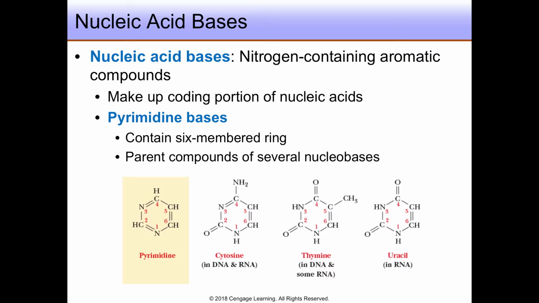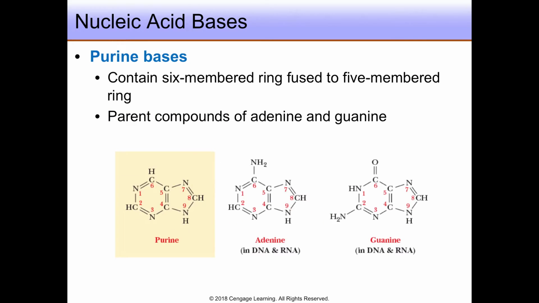It is the identity of the base that distinguishes the different nucleotides. We can classify these bases into two categories depending on their structures. Pyrimidine bases are six-membered aromatic rings and are so called because of their resemblance to the chemical structure of pyrimidine. As pictured below, these include the bases cytosine in both DNA and RNA, thymine in DNA and in some RNA, and uracil found only in RNA molecules.